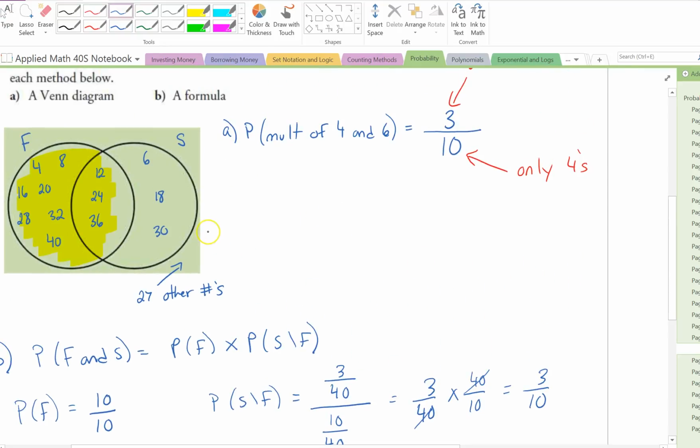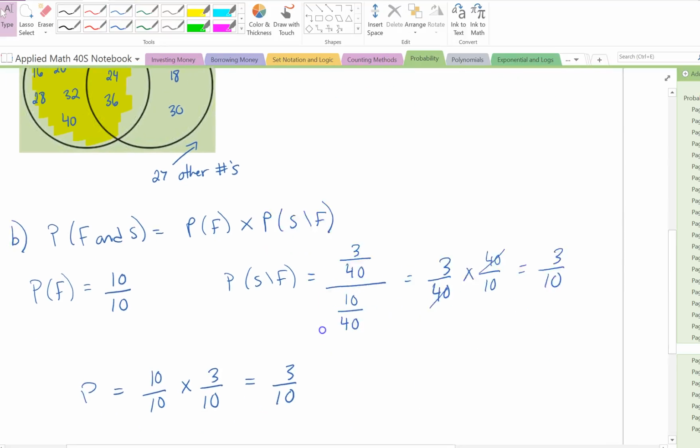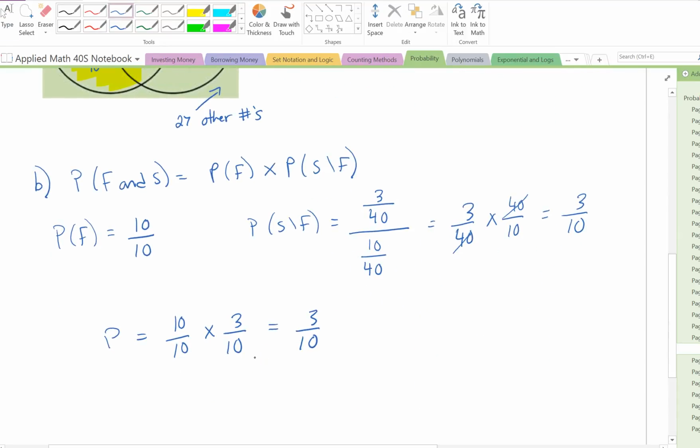I like the Venn diagram better because it's more visual, but this is another way of doing it. Let's take a look at example 3.